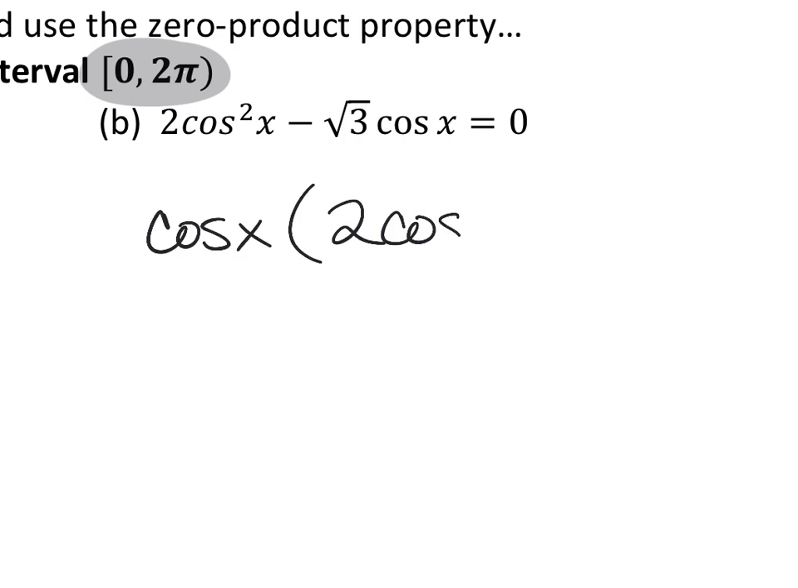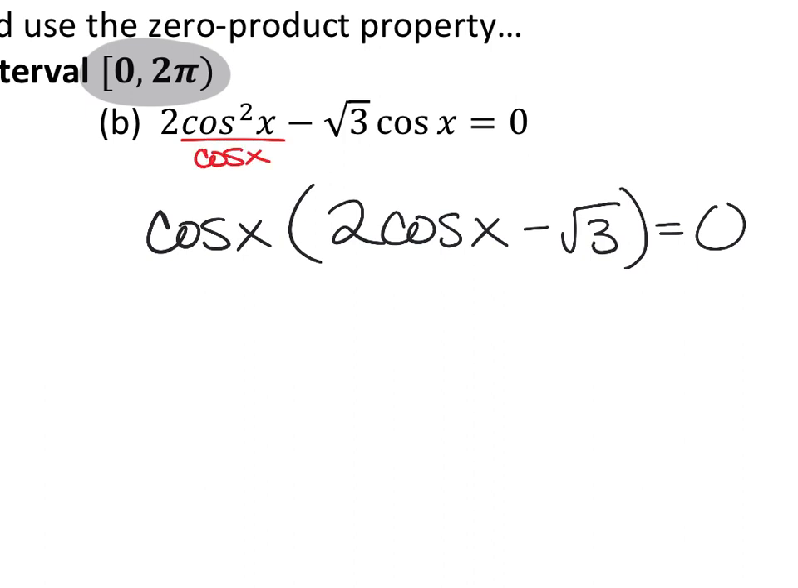2 2 cosine of x minus square root 3 equal to 0. Yeah, because that cosine cancels out. Remember, when you're taking out a GCF, it's like you're dividing out a GCF from each term. So these cosines cancel, and this cosine cancels. And all of the leftovers go in parentheses. That's what GCFing things are.